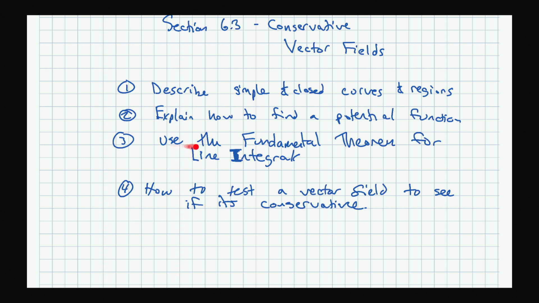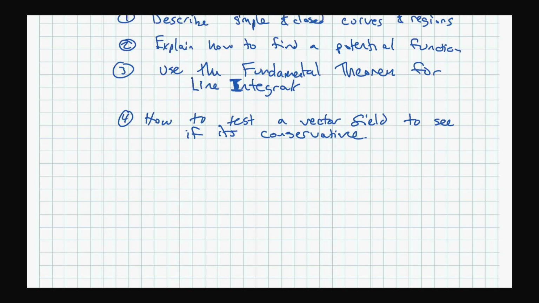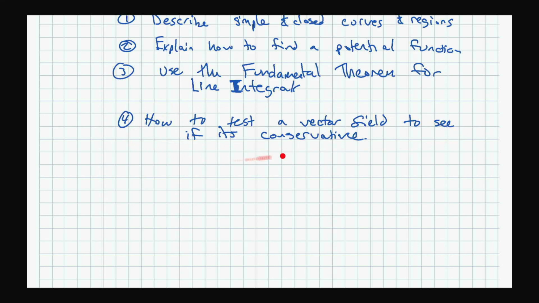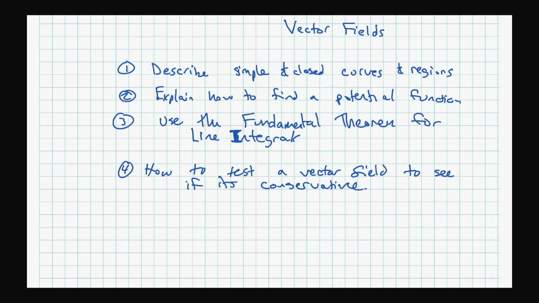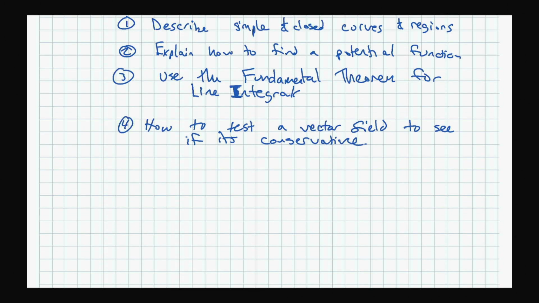We are going to use the fundamental theorem for line integrals. Now, the fundamental theorem for line integrals is an easier way to do line integrals than we've already done. So that means that we're going to be learning a shortcut to what we did last time. And lastly, we're going to learn how to test if a vector field is conservative or not, which is also straightforward. So everything we're doing today is relatively easy. This is not one of the more difficult topics in the class. So let's go ahead and get started.